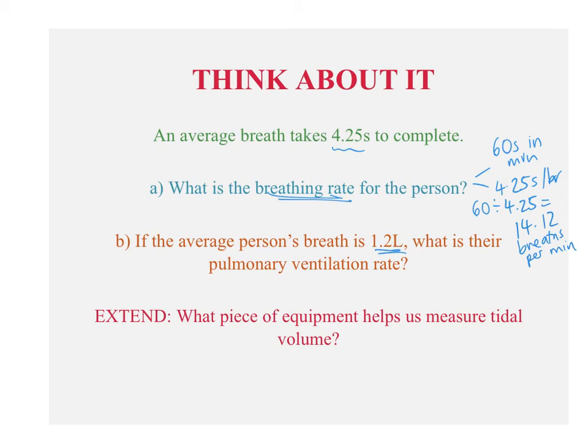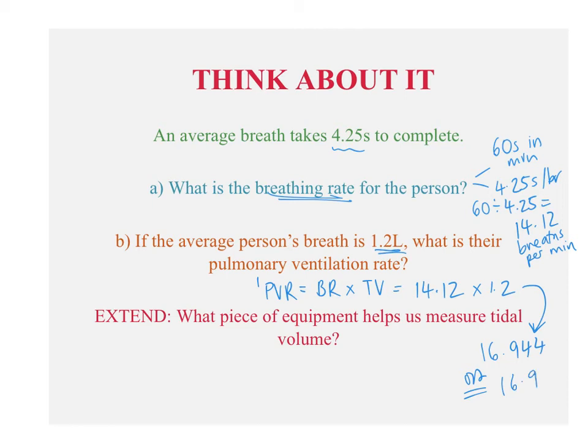And then for the pulmonary ventilation rate, PVR, we know we're doing breathing rate times the tidal volume. Breathing rate is 14.12 times 1.2, and therefore the pulmonary ventilation rate of the person is 16.944, or, to 3 significant figures, 16.9 decimeters cubed per minute. Again, don't forget the units.